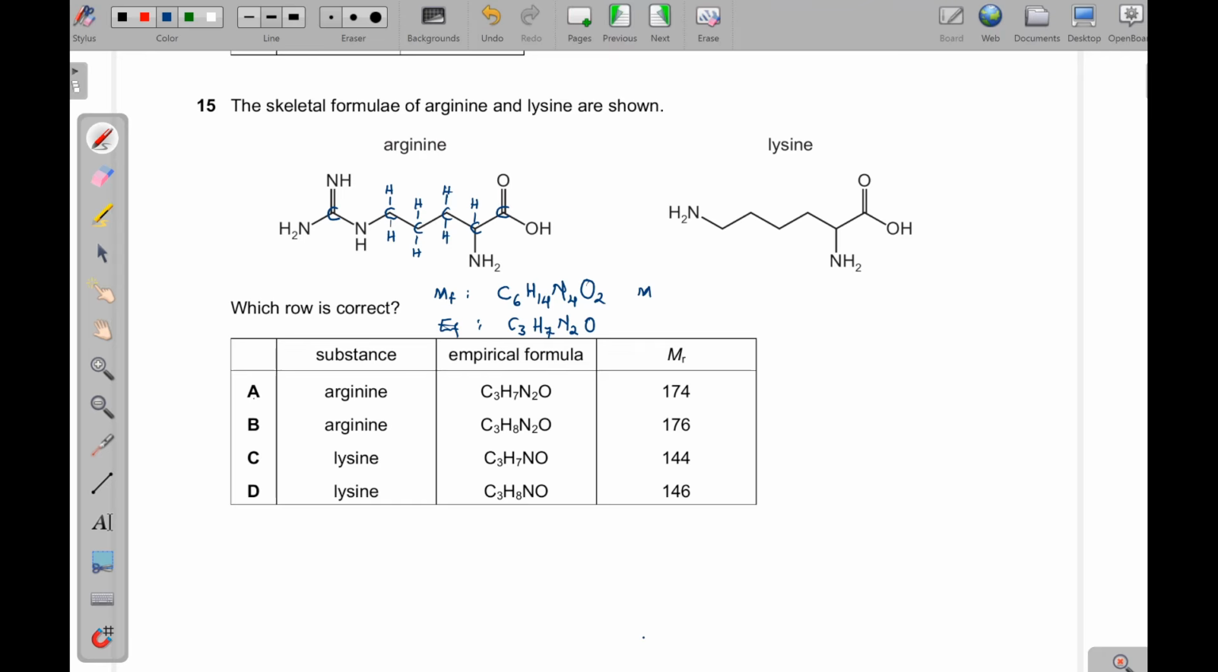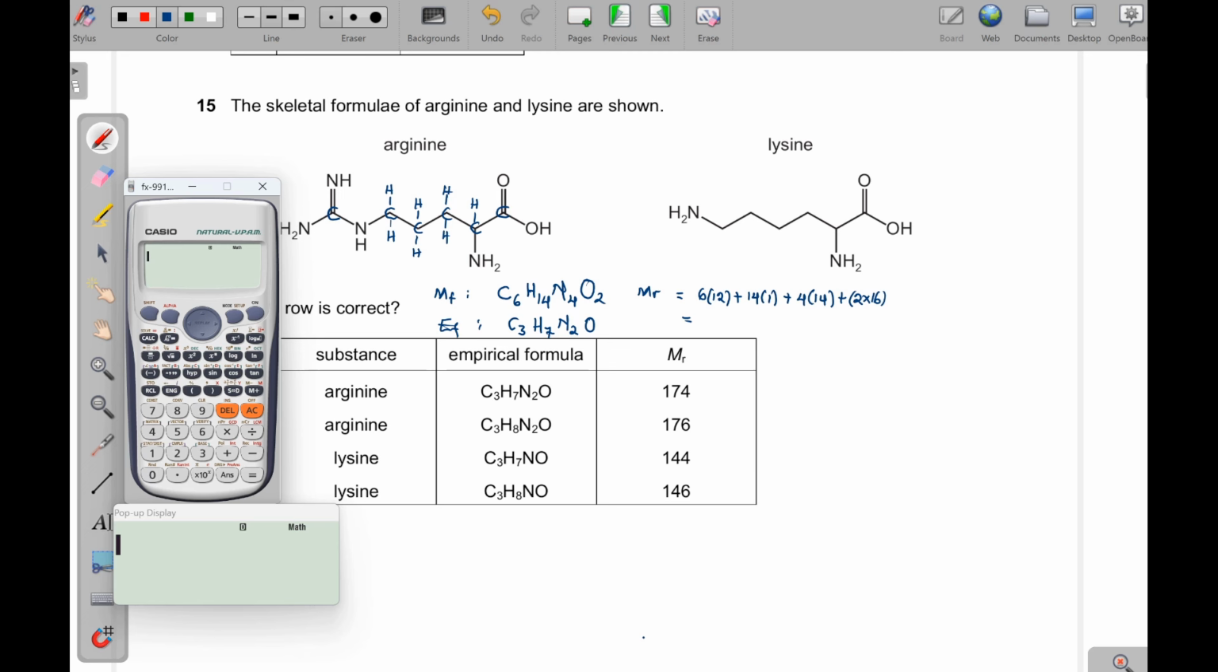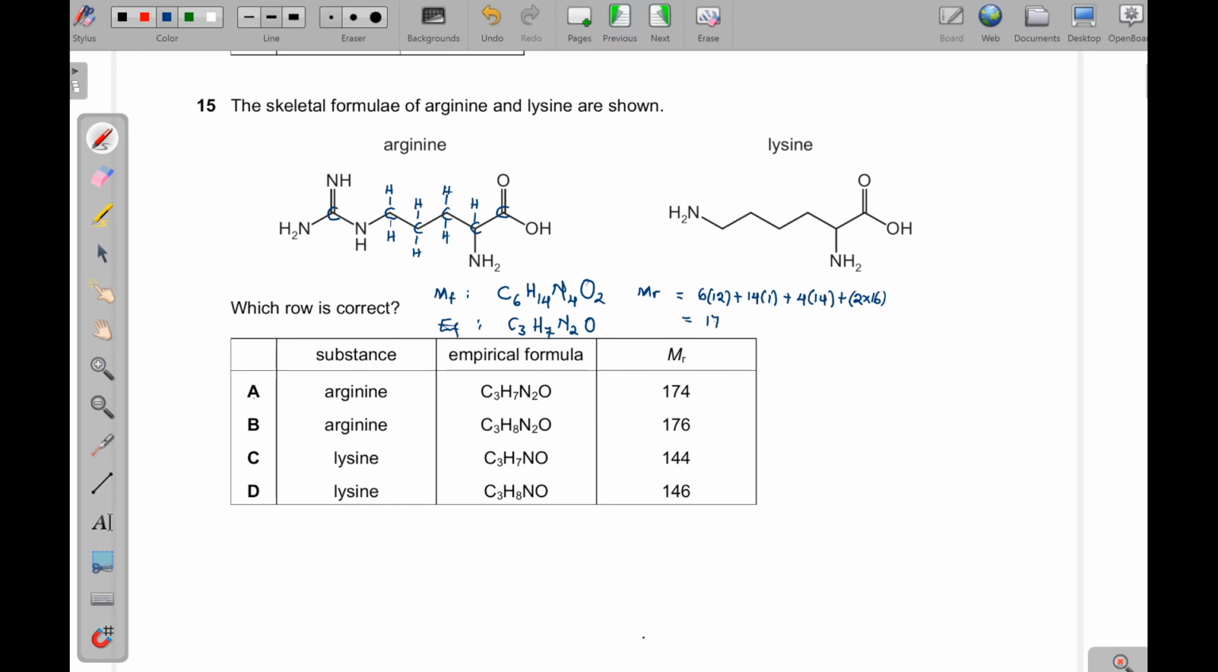So what will be the MR of this one here? Okay, the MR is going to be 6 times 12, then we have 14 times 1 for hydrogen, and then 4 times 14 for nitrogen, and then oxygen we have 2 times the 16. So this one will give us 6 times 12, that is 72, then plus a 14, then plus 4 times 14, which is actually 56, then plus 2 times 16, which is 32. So adding everything together, this is 174.